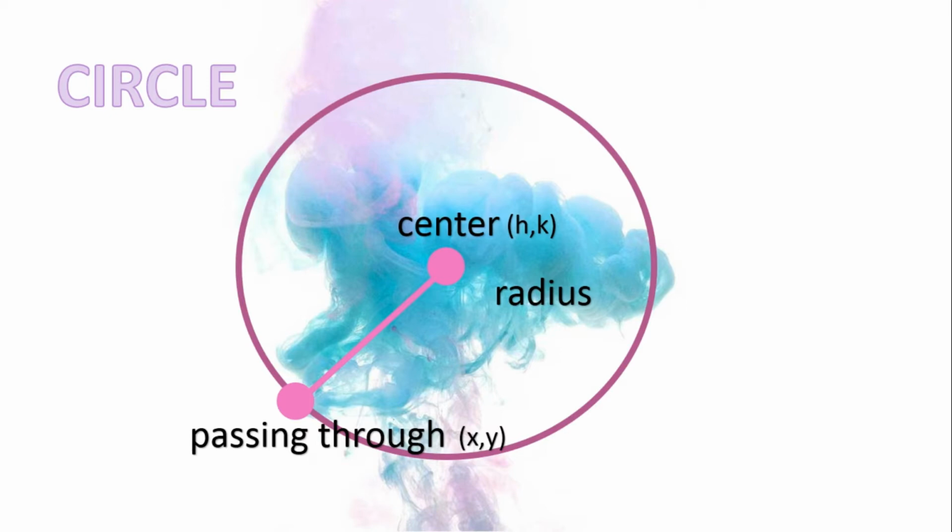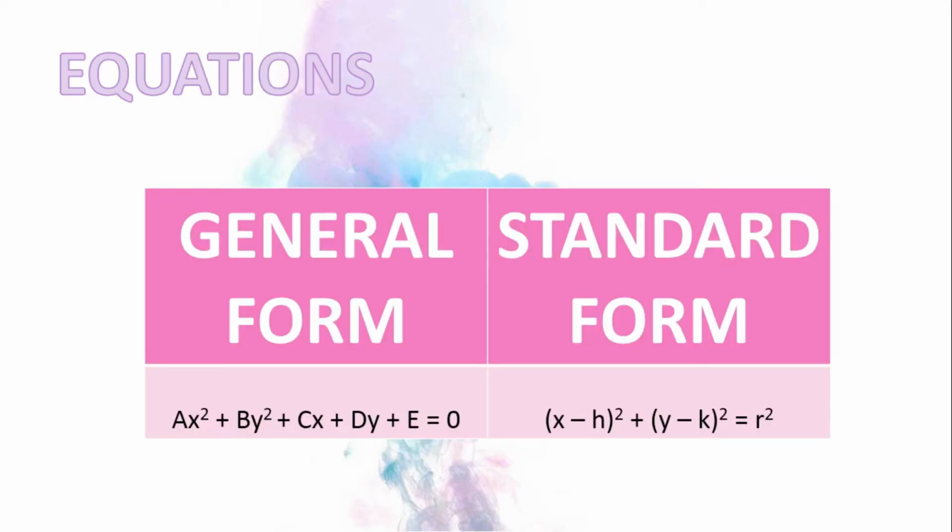Here, there are two equations that we should remember: the general form and the standard form. The general form is ax squared plus by squared plus cx plus dy plus e equals 0. The general form can be used if a problem asks for it, but mostly, what exams ask for is the standard form: x minus h squared plus y minus k squared is equal to r squared.